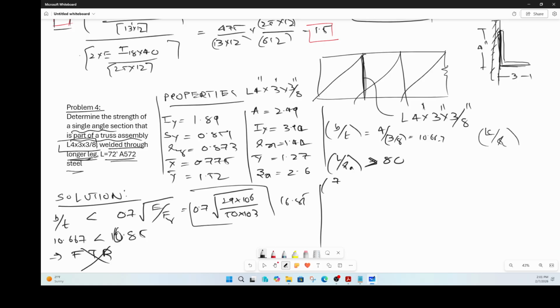How? L was our 72 inches. Ry was 0.873. Now, why am I using Ry? What is RA? RA is about the axis parallel to the connection. In this particular case, the axis parallel to the connection was the y-y axis, right? So I'm using my Ry, and L by RA is greater than 80.